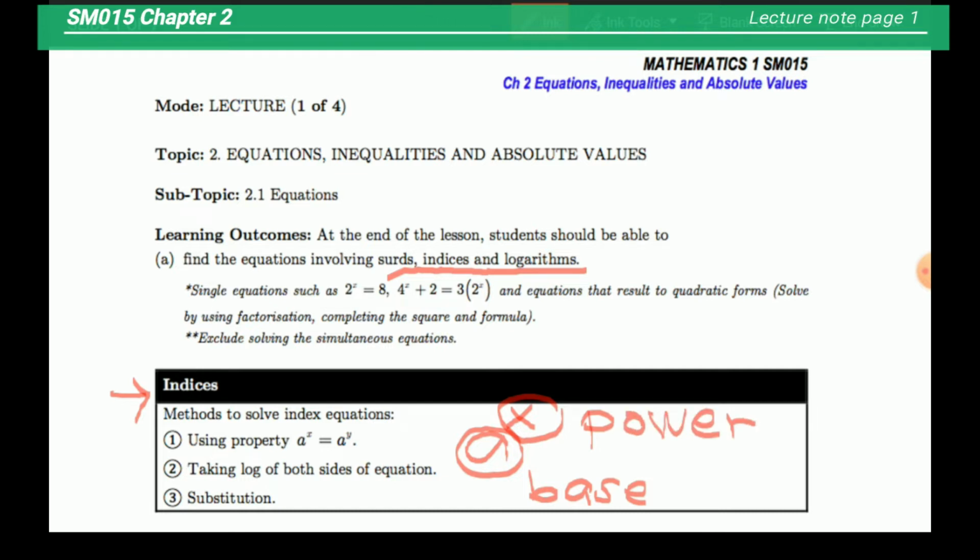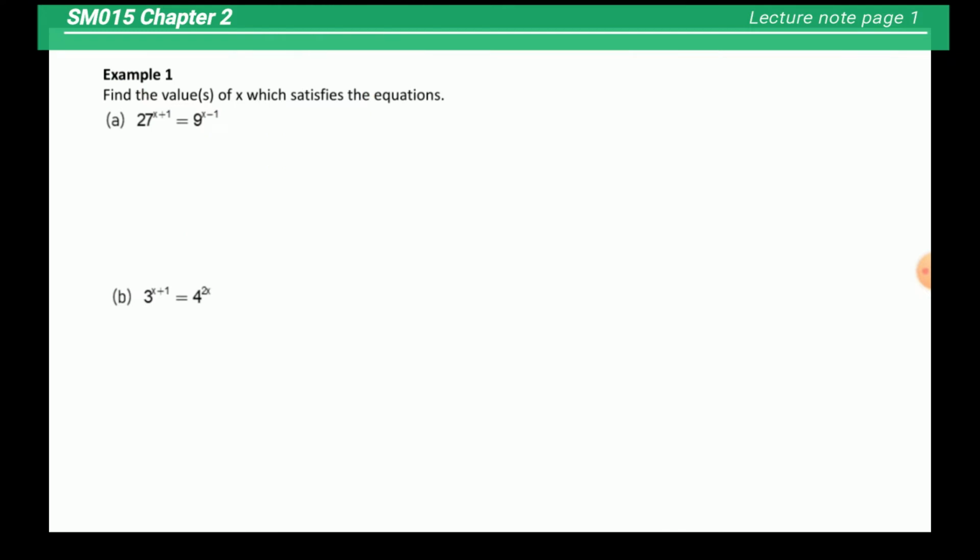There are three methods that we can use to solve an index equation. Firstly, by using the property that a to the power of x equal to a to the power of y, or by taking log of both sides of the equation, or we can simply use the method of substitution. For better understanding, let's check out the examples that we have here.